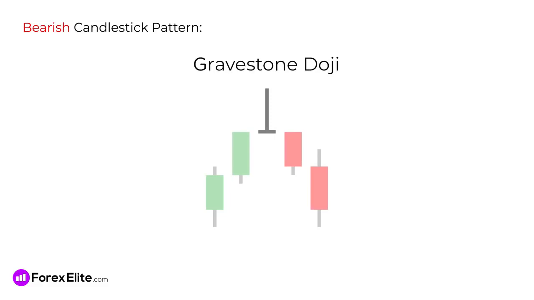Gravestone doji. The gravestone doji is a bearish candlestick pattern. The low, the open, and the close are the same, or they're very near each other. In other words, no real body. Also, the gravestone doji has a long upper shadow. To recap, long upper shadow, no body, low open and close are the same or very near each other.